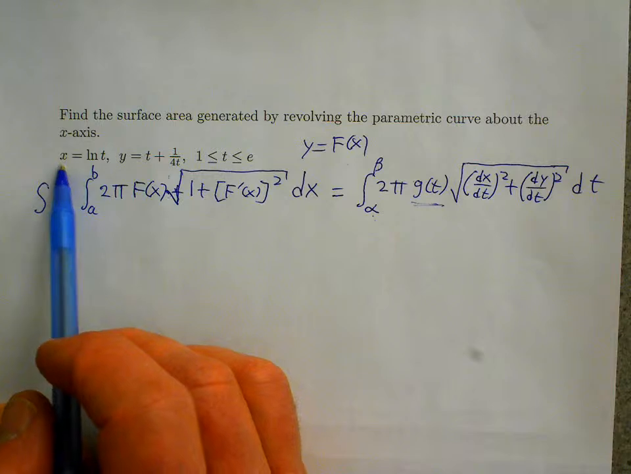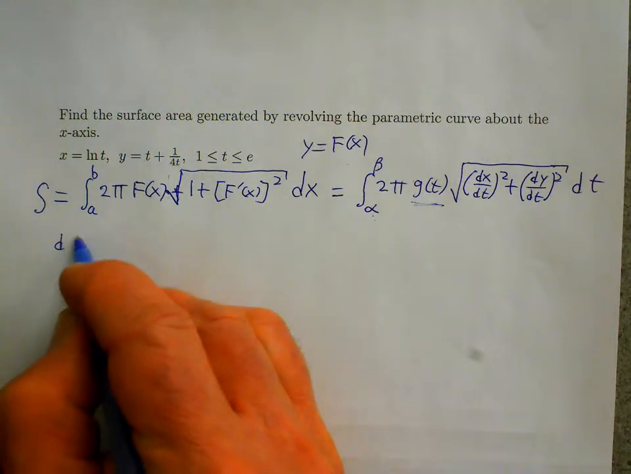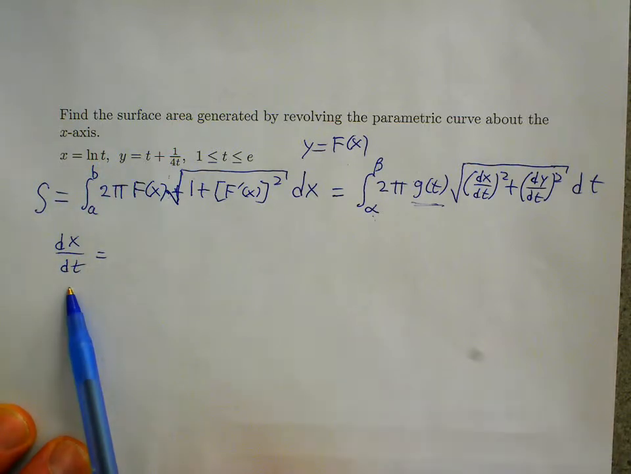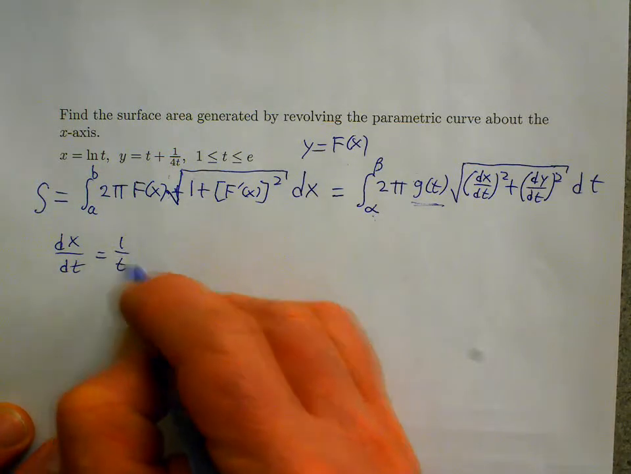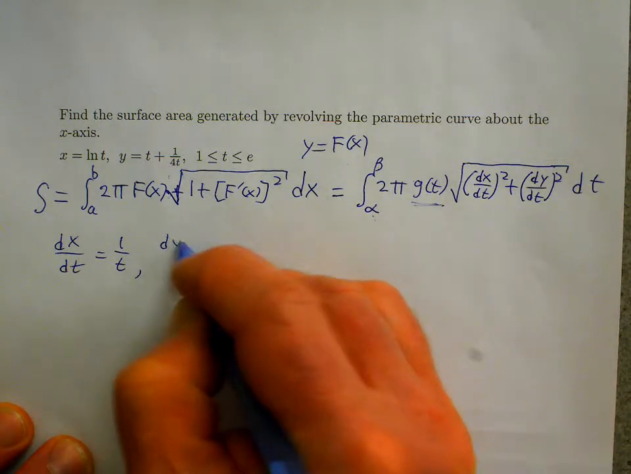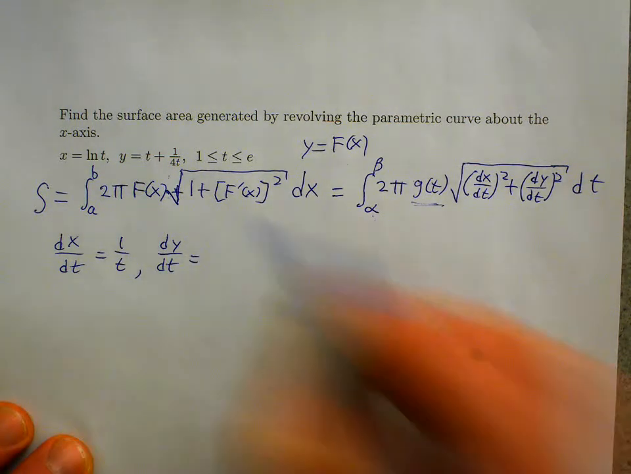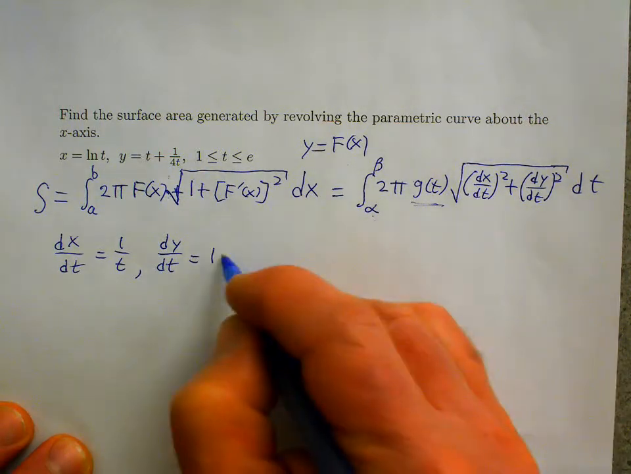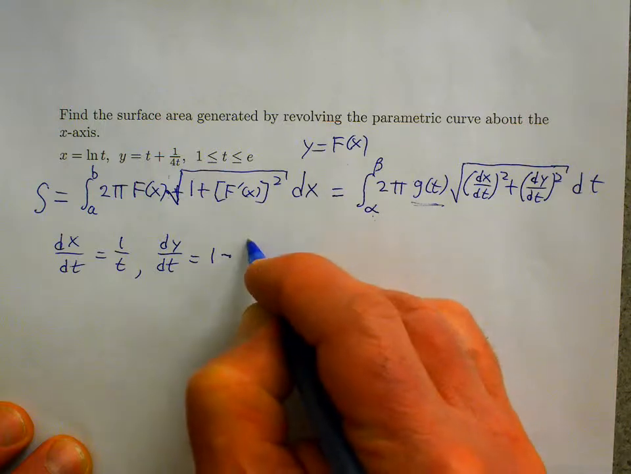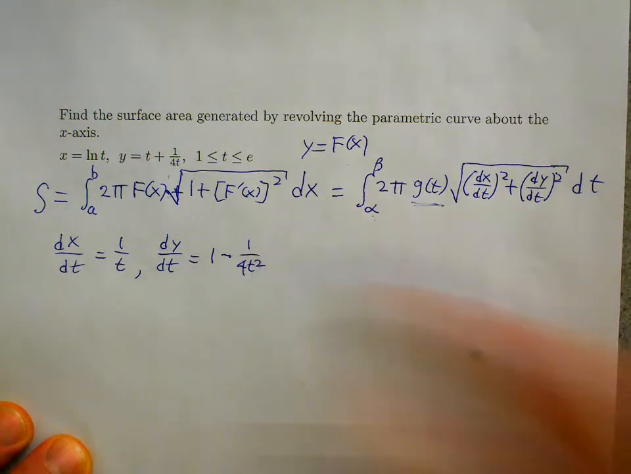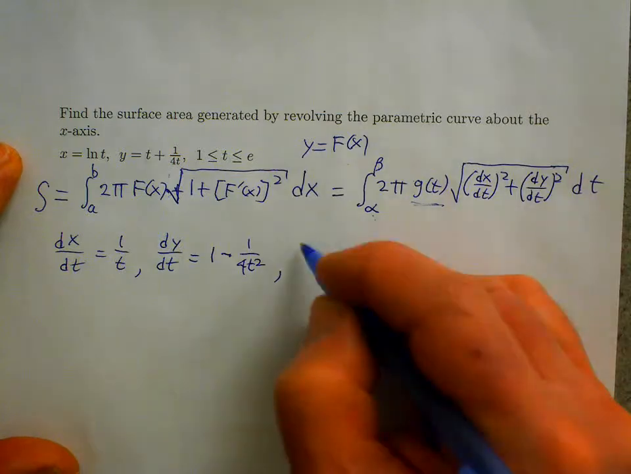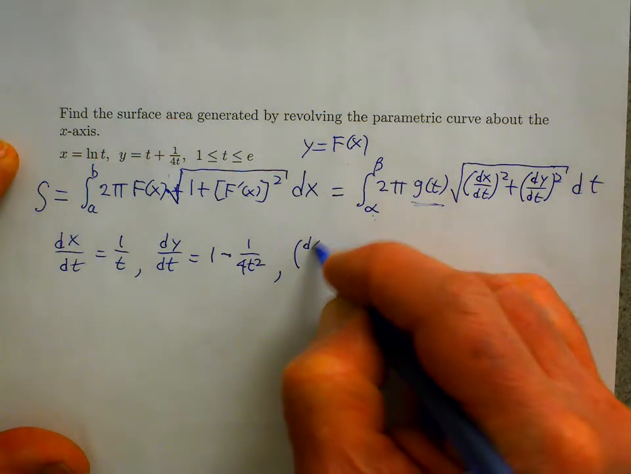Okay, so we have to find the derivative of x with respect to t. Since x equals the natural log of t, dx/dt is just 1 over t. And then the derivative of y with respect to t is going to be 1 minus 1 over 4t squared, when we take the derivative of 1 over 4t. So let's go ahead and square those and add them.